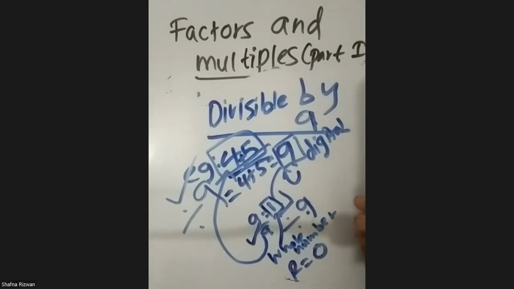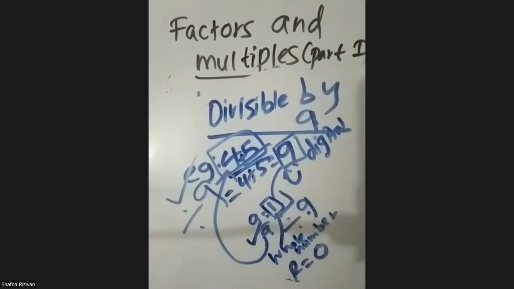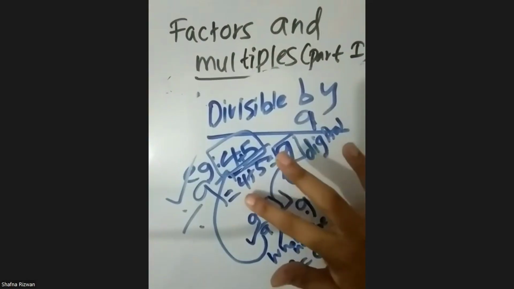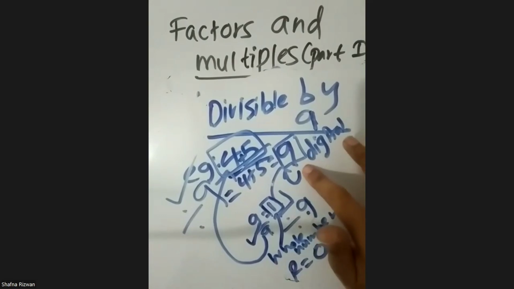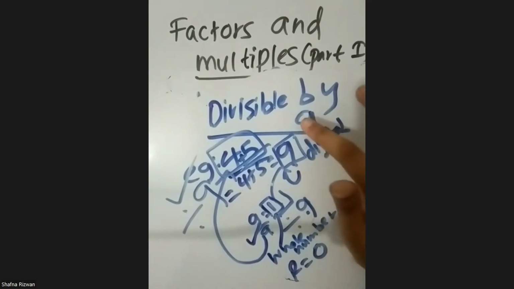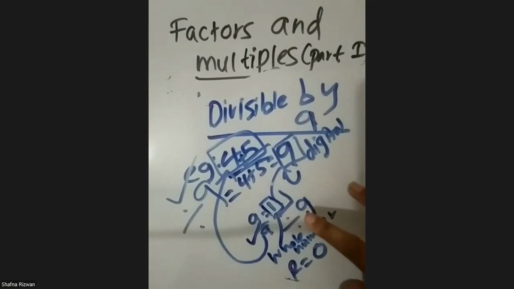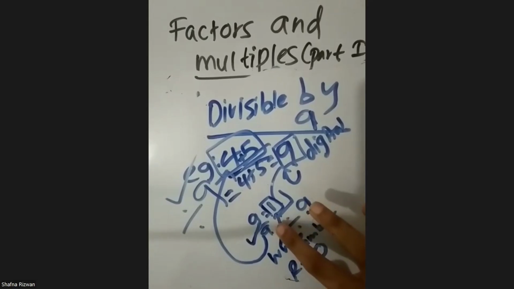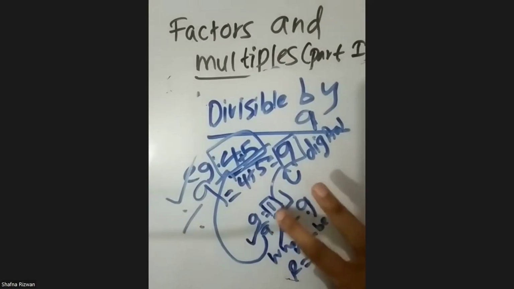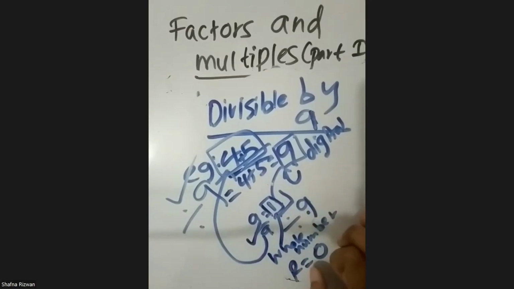Always remember, if you want to find whether a number is divisible by 9, take that number, find the digital root of that number, and after that take that digital root and divide it by 9 and see whether it is divisible by 9. If it is divisible, you will get a whole number, like 1 or 2 or 3. That means your remainder is 0, which means this number is divisible by 9.